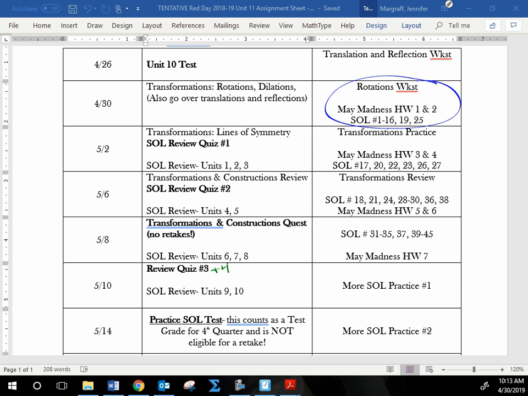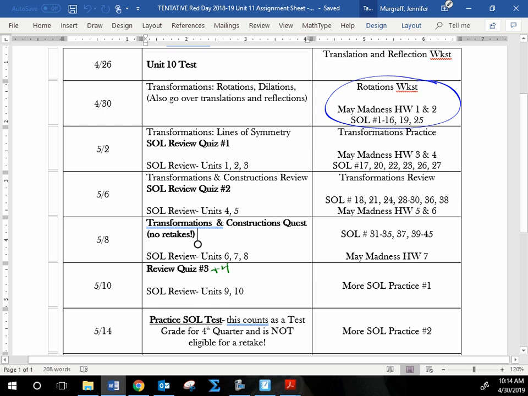So you'll notice we have almost daily SOL review quizzes, and then we have our transformations and constructions quest. So this is a large quiz, small quest. I think it's 50 points. I can't remember if it's in the quiz category or the test category. I have to look back and see. But so this is about 50 points, and there aren't retakes on it because it is just a quest. This is over transformations and constructions.